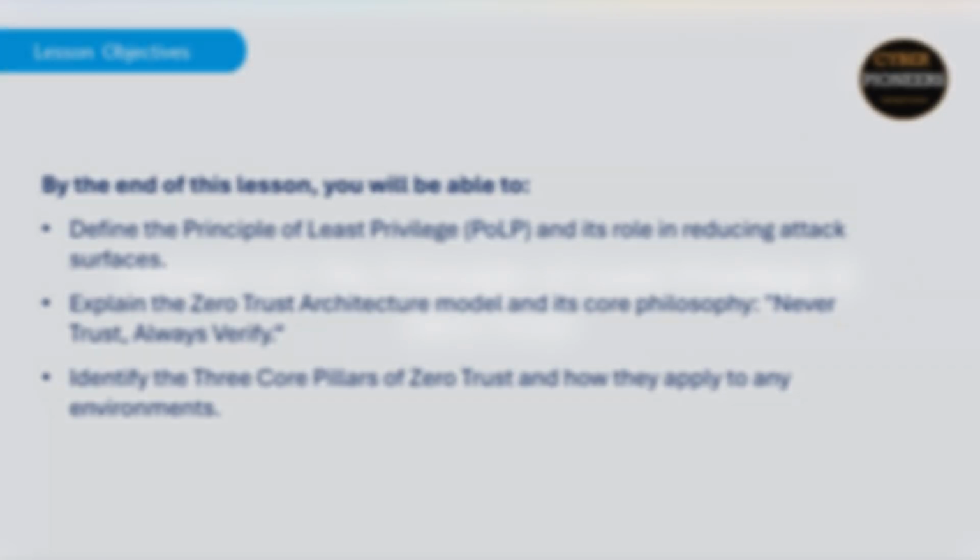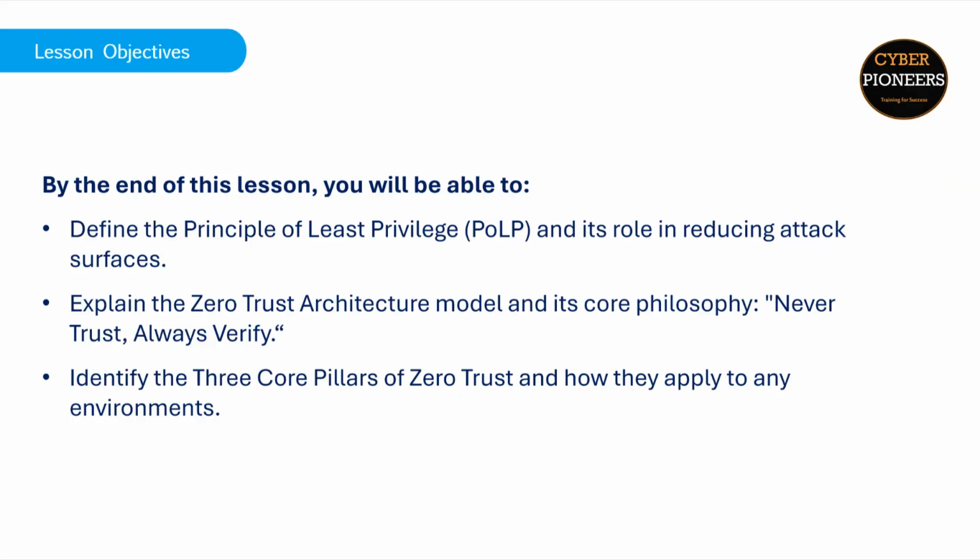By the end of this lesson, you will be able to clearly do three things. First, you'll define the principle of least privilege, POLP, and understand how limiting user rights drastically reduces an organization's attack surface. Second, you'll explain the zero trust architecture model and its core philosophy: never trust, always verify. And third, you'll identify the three core pillars of zero trust and see how they directly apply when securing any environments in the real world. Let's jump straight into our first topic.